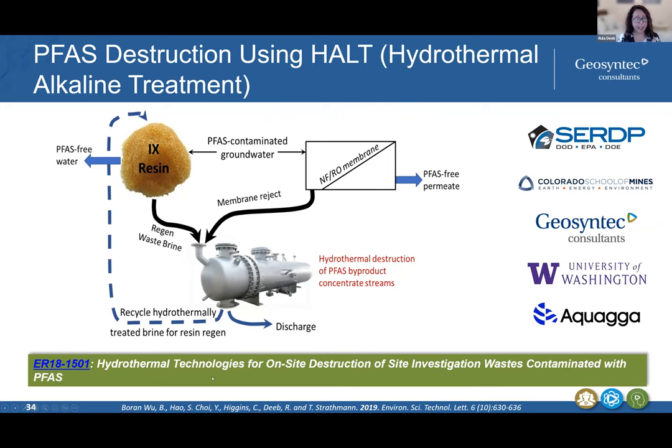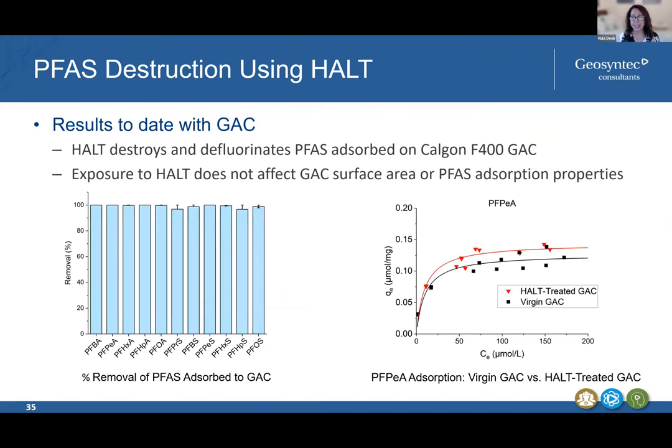Again, there are a number of publications on the link to the web page here to get additional information. But this is another technology that can destroy both the PFOS-like compounds, so the sulfonic acids, in addition to PFOA-like compounds, which are the carboxylic acids. So it works really well for long chain and short chain removal of PFAS. So you're looking at data here with very high removal for a range of PFAS, going from short chain to long chain, including the carboxylic acids as well as the sulfonic acids. So good defluorination and leading to complete destruction and no byproducts form.